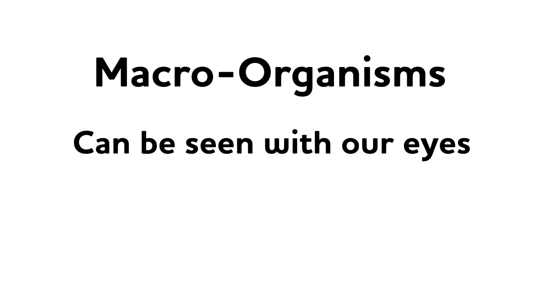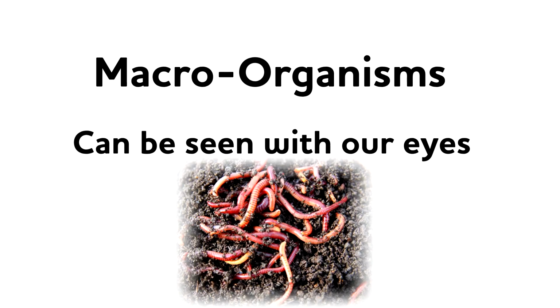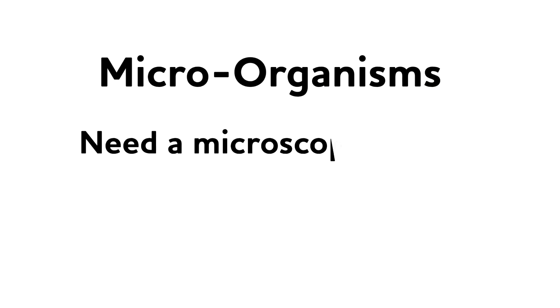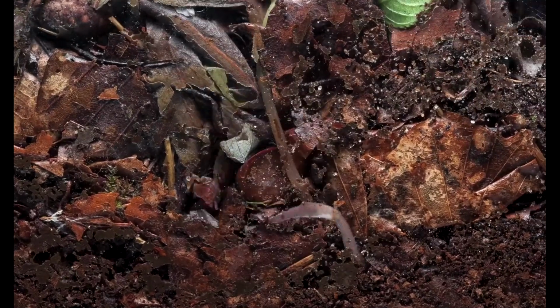Because we can see them easily with our eyes, insect decomposers, like beetles, roly-poly bugs, spiders, and worms, are called macroorganisms. Other decomposers in the soil, like some types of bacteria and fungi, are so small we often need a microscope to see them. These tiny decomposers are called microorganisms. But all of these different types of decomposers basically do the same job. They break down dead organisms into smaller pieces, which helps to return their nutrients to the soil.